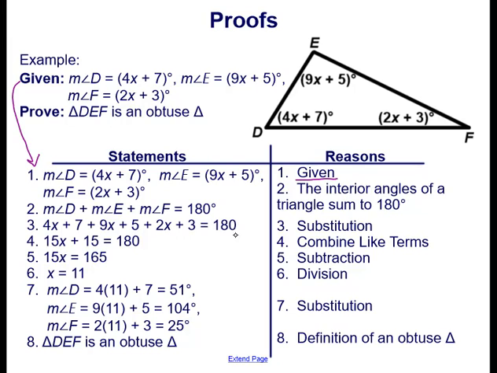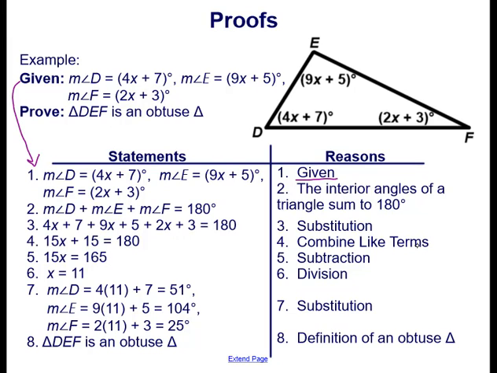Then we want to solve that equation. So this is where your algebra properties come back into play. The first thing you would do is combine like terms: 4x + 9x + 2x to get 15x. And then 7 + 5 + 3 will get you + 15 equals 180. So again, that reason was combining like terms.